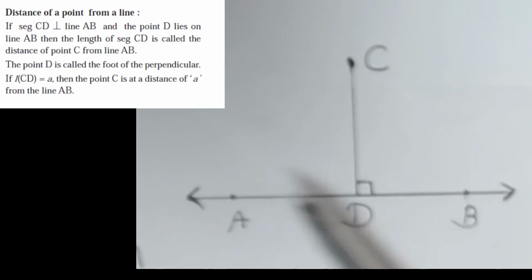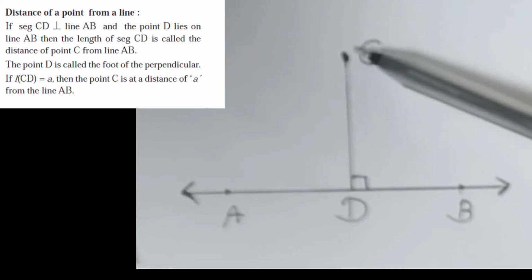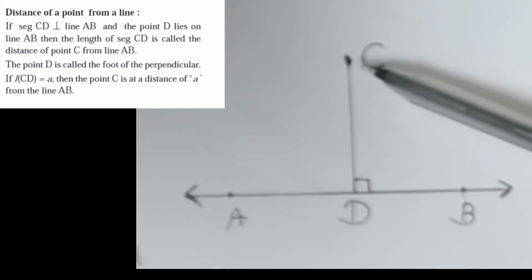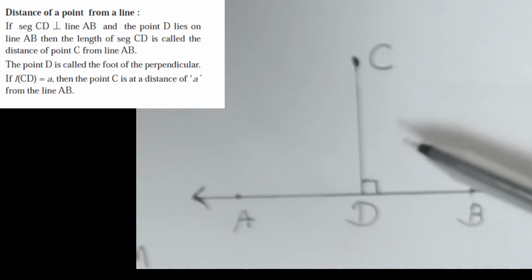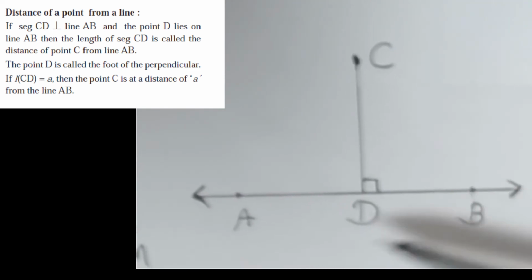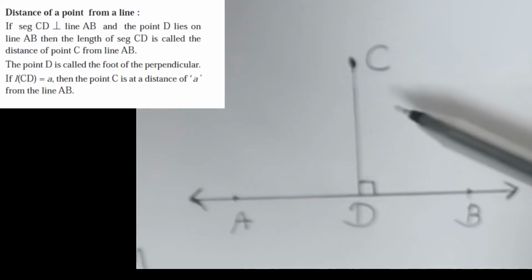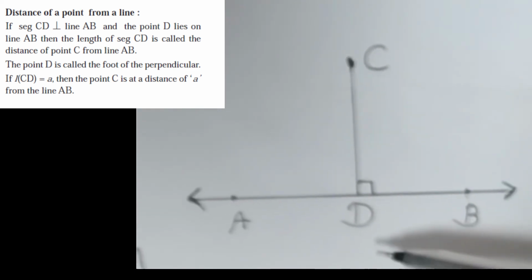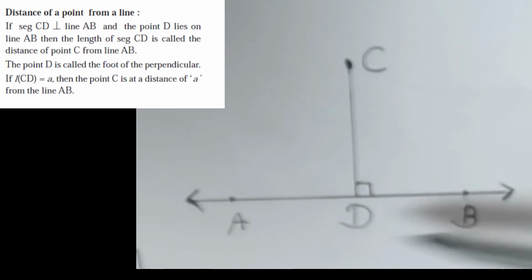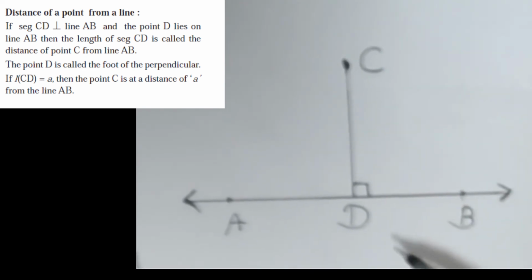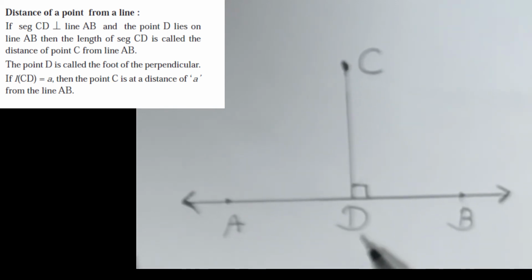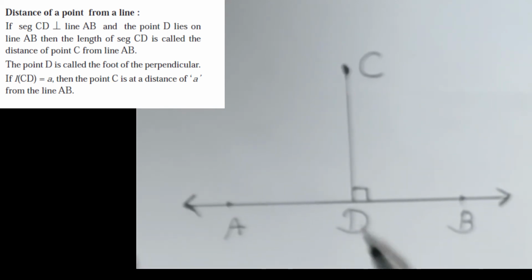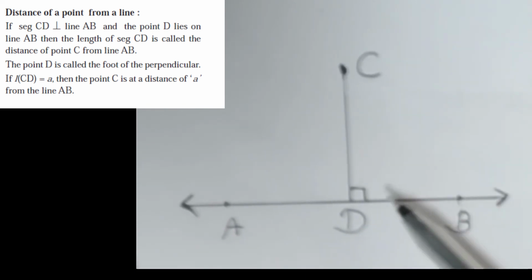So this is line AB, okay, and there is a point C. Now if you want to find the distance between this line and this point, then what will we do? From C we will draw a perpendicular on line AB. Okay. Now this perpendicular will touch this line at point D. So the point D is on the line AB, and that is called the foot of the perpendicular.